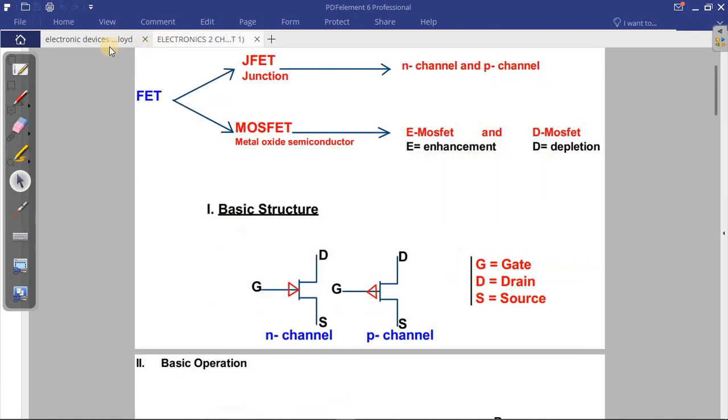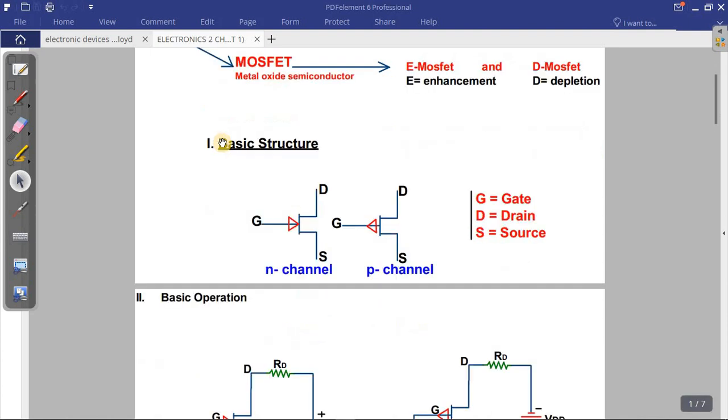Okay guys, we're going to talk now about the basic structure of the JFET, the N channel and the P channel. You can see this is the basic structure. For the N channel, the arrow is pointing in, and for the P channel, the arrow is pointing out.